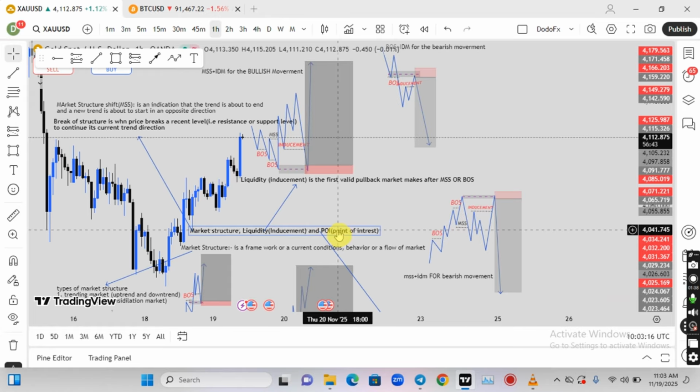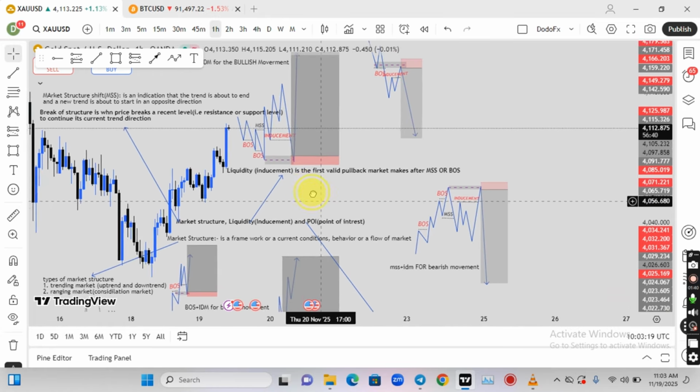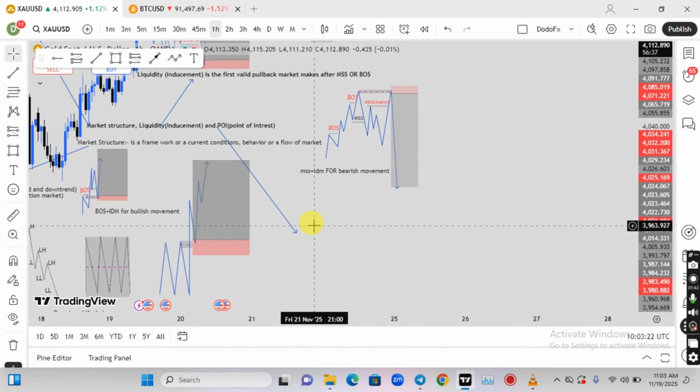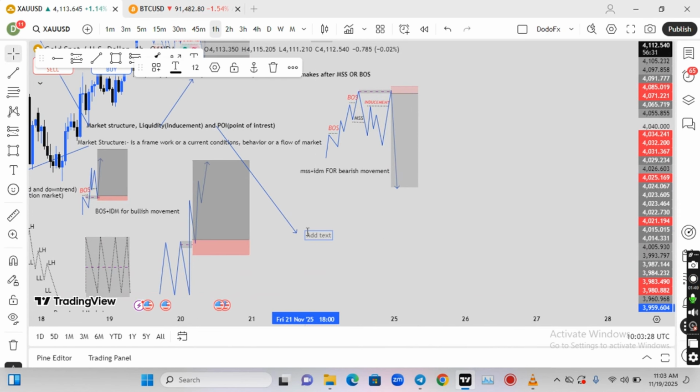Now we talk about the point of interest. My point of interest on trade, I look at two points of interest. We have the order block, and we have the breaker block. So we'll first look at the order block, then we'll look at the breaker block next.